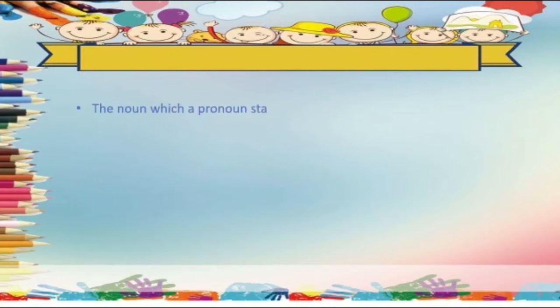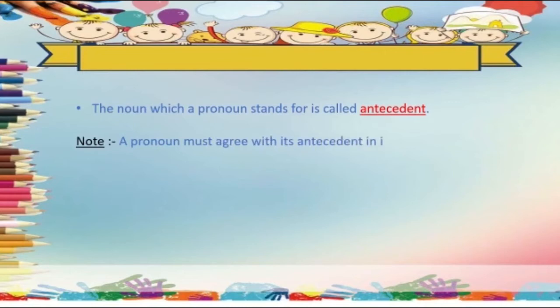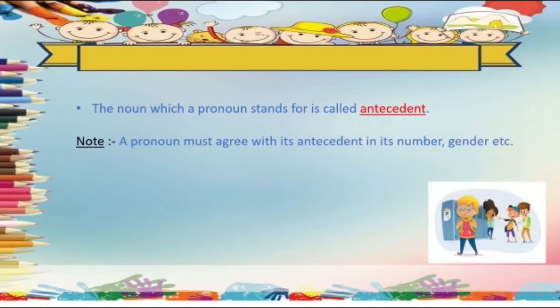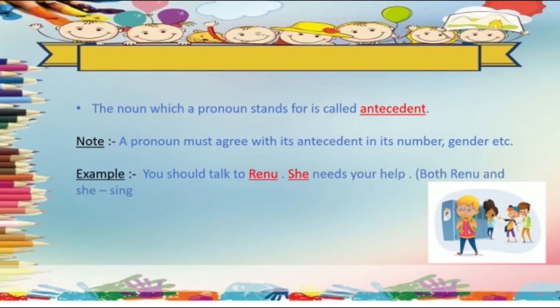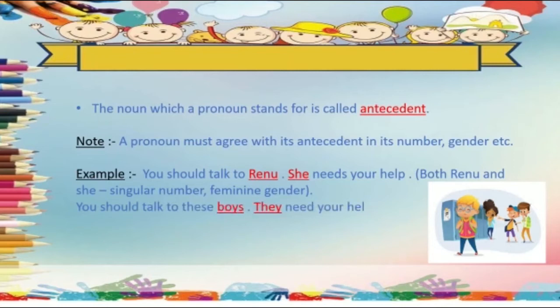Children, the noun which a pronoun stands for is called antecedent. Note, a pronoun must agree with its antecedent in its number, gender, etc. For example, you should talk to Renu. She needs your help. Both Renu and she are singular number, feminine gender. You should talk to these boys. They need your help.